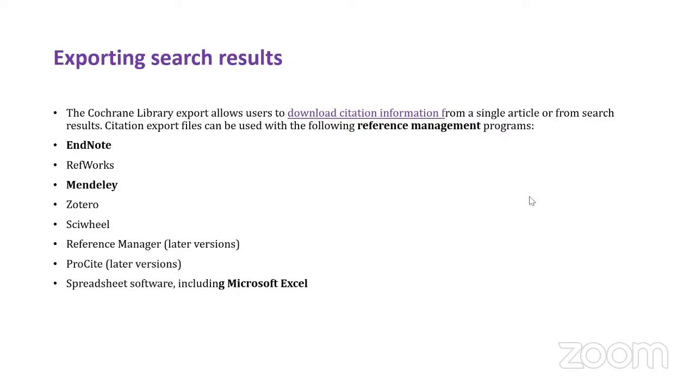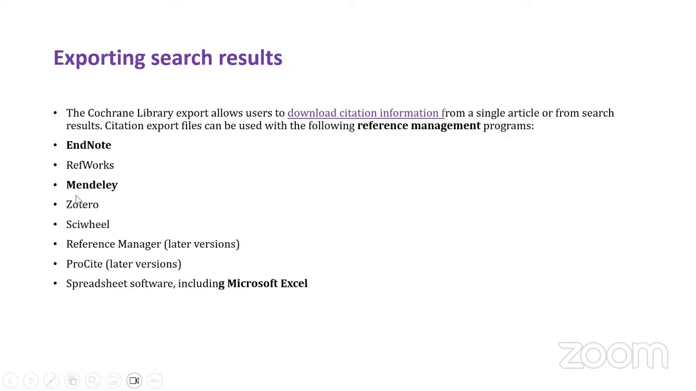Okay, when you are done with searching, it's very important to export your search results. The Cochrane Library allows you to export and download the citation information from either the single article that you want or from multiple articles that you can find. Citation export files can be used with the following reference management programs. These are programs that can cite all the articles that you want or a single article, like EndNote, RefWorks, Mendeley, Zotero, Reference Manager, ProCite, or Excel. All of these can be used to extract our citation.